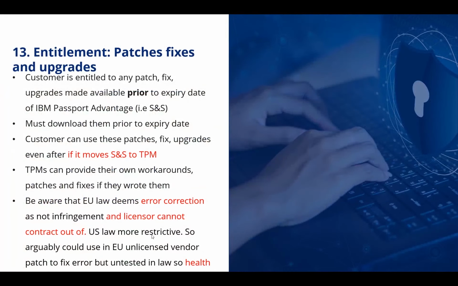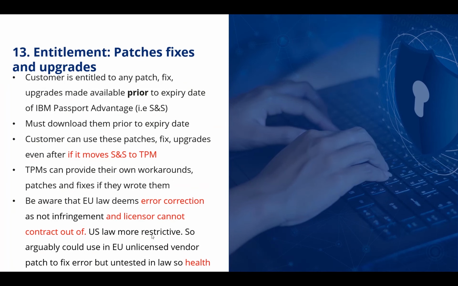So just finally, before we move on to some questions, often asked about patches, fixes, and upgrades. Any customer with a current IBM Passport Advantage agreement is entitled to any patch, fix, and upgrade, which is, for instance, on Fix Central. They can download them prior to the expiry date of that agreement. Not only can they download them, but they are then entitled to use those after they terminate their Passport Advantage agreement, if they so wish, and let's say move to a third-party maintainer.